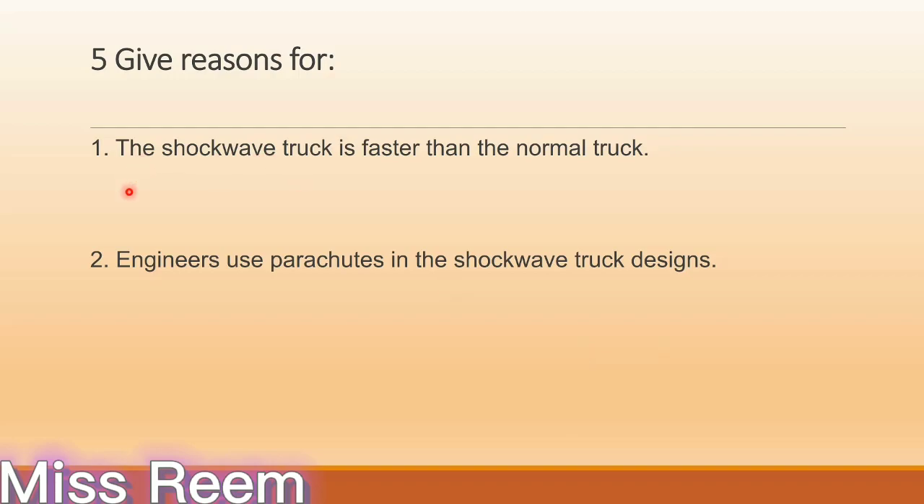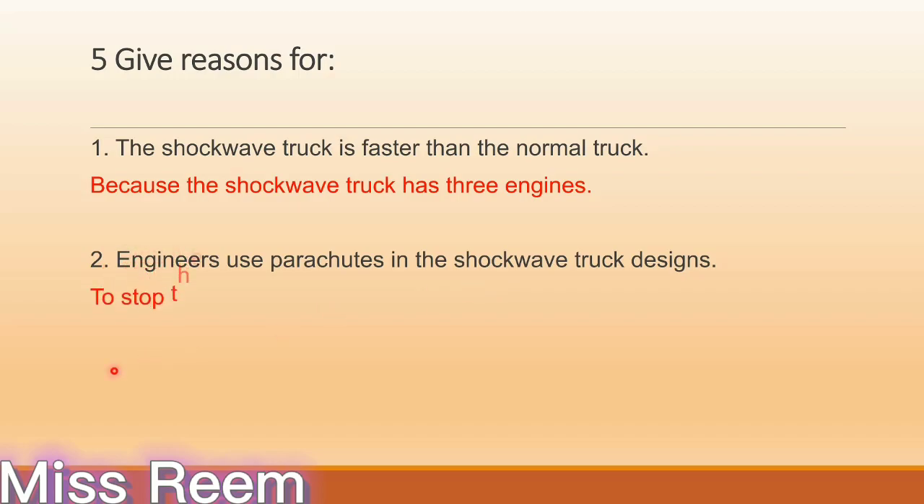Now let's give reason for the following. The shockwave truck is faster than the normal truck. Why? Because the shockwave truck has 3 jet engines. Engineers use parachutes in the shockwave truck designs. Why did they use parachutes? Of course, to stop the shockwave truck.